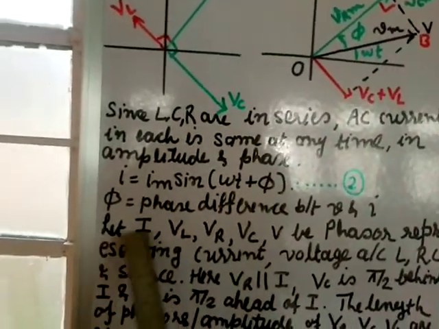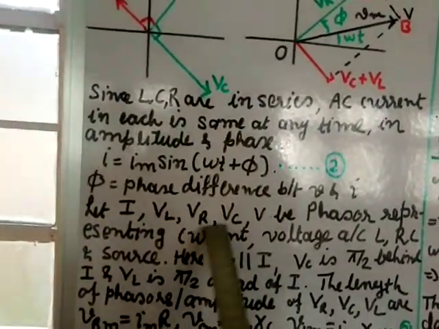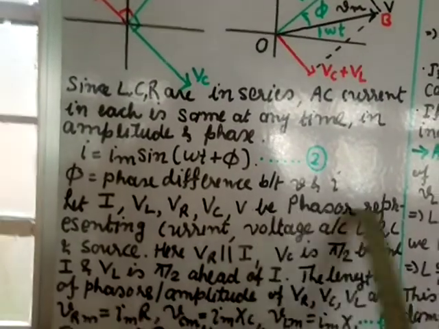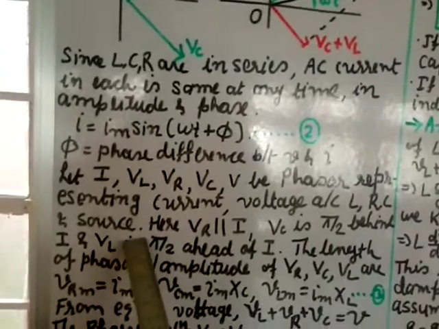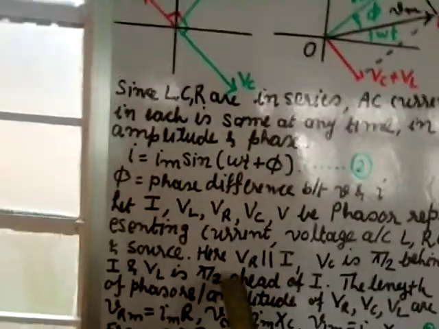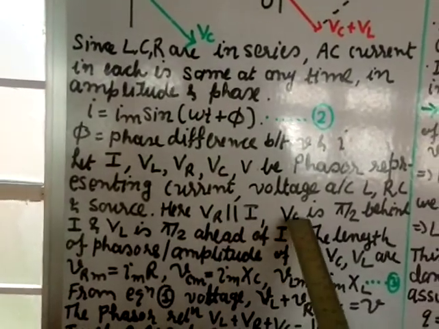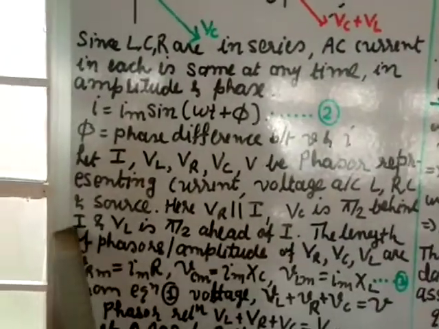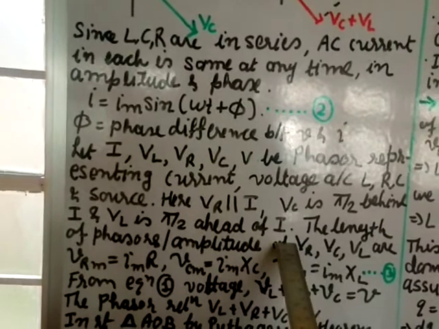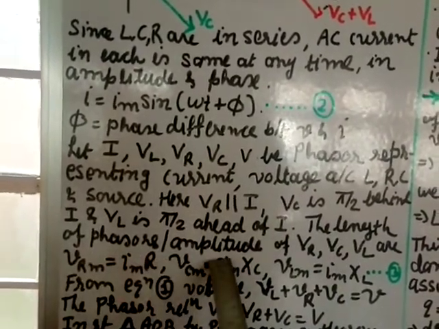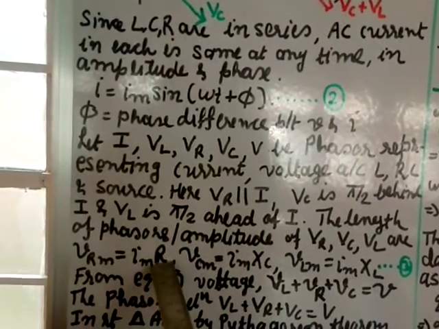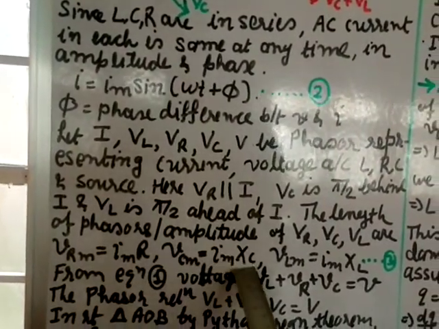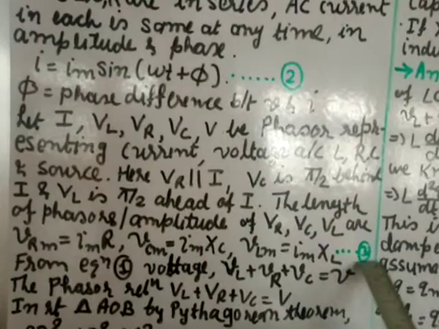Now let capital I, capital VL, capital VR, capital VC and capital V be phasors representing the current, and the voltage across L, R, C and the source. Now I am writing about the diagram. Here VR is parallel to I, VC is pi by 2 behind I, and VL is pi by 2 ahead of I. The length of the phasor, or amplitude, of VR, VC, VL are VRM is equal to ImR, VCM is equal to ImXC, VLM is equal to ImXL, call it number 3.